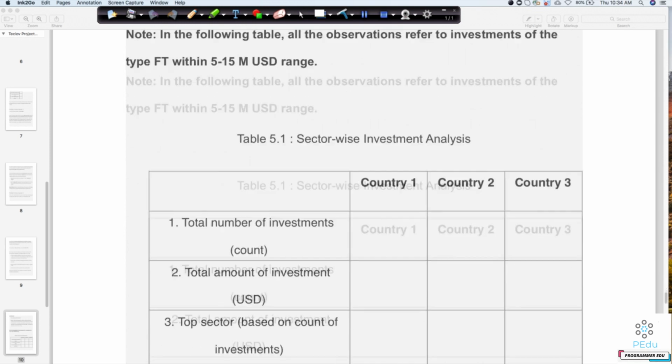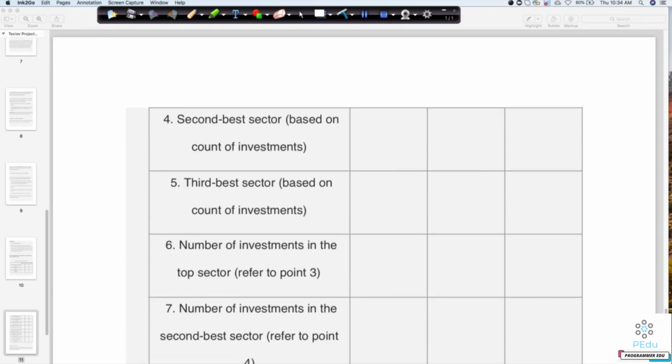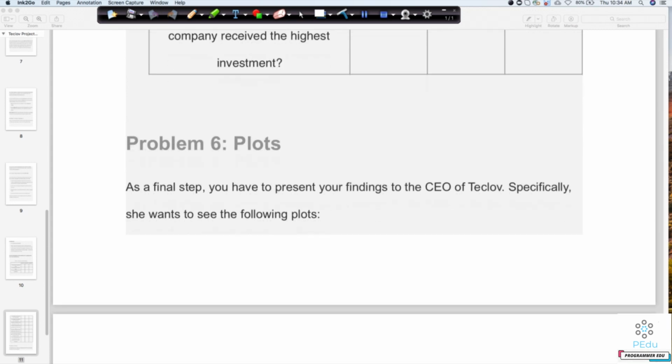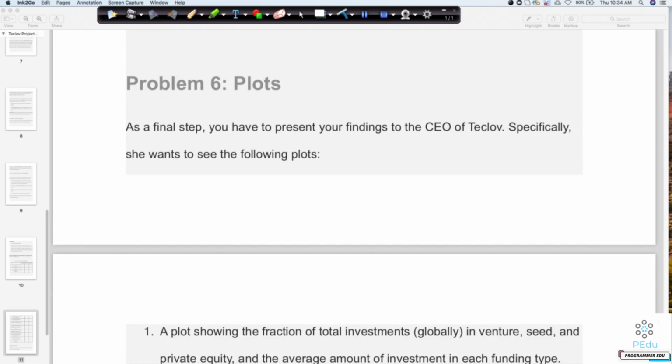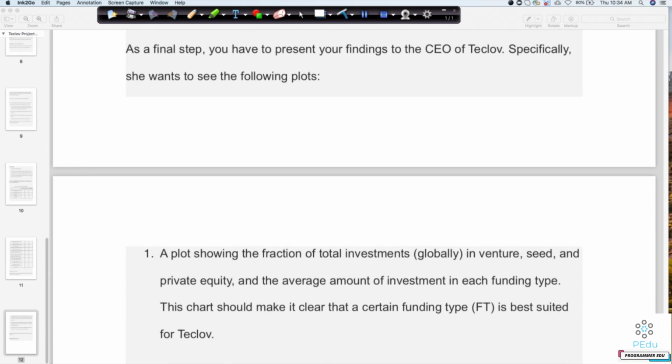Now note, this is your table which I have given to you already. So fill up all these answers. There are a lot of questions available for you. Now the last one is you have to plot a few things. Plot is also not that straightforward. Definitely you need to do some work.